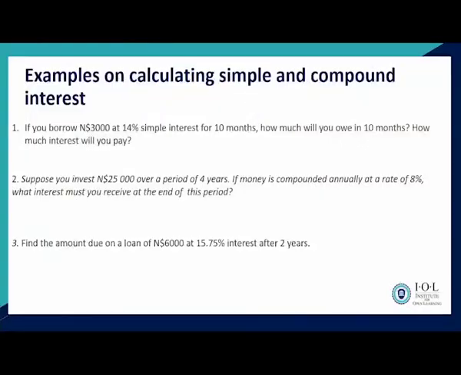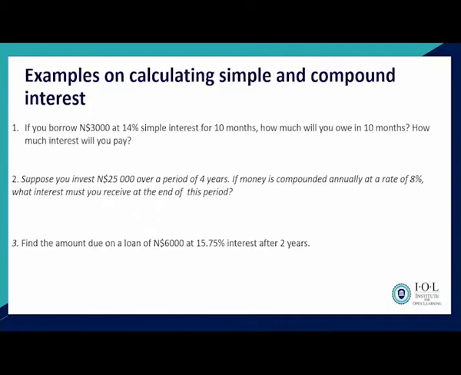Let's look at these questions. We are not going to work them out, but what is the question asking? What is it you are given? If you borrow 3,000 at 14% simple, underline this is a simple interest question, for 10 months. Whenever the period is given in months, you must always divide those 10 months by 12. How much will you owe in 10 months? How much interest will you pay?